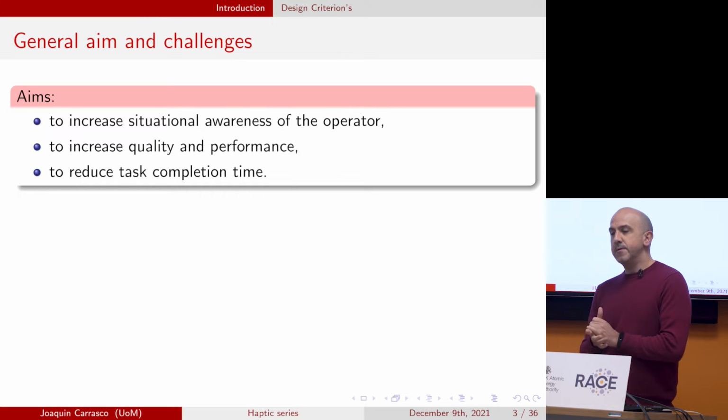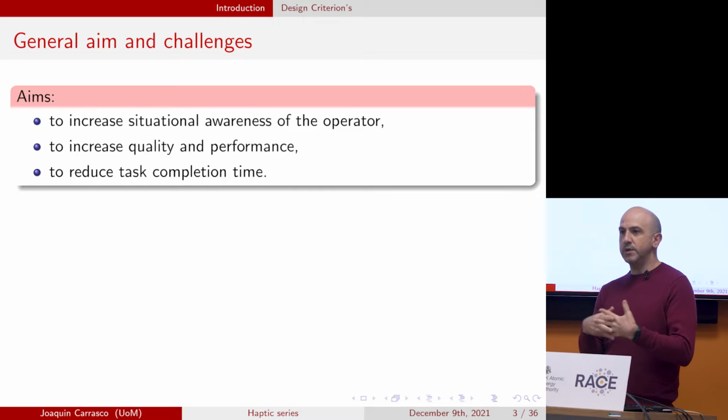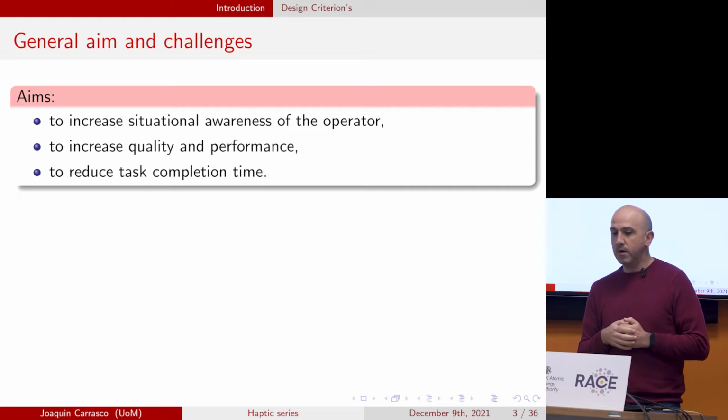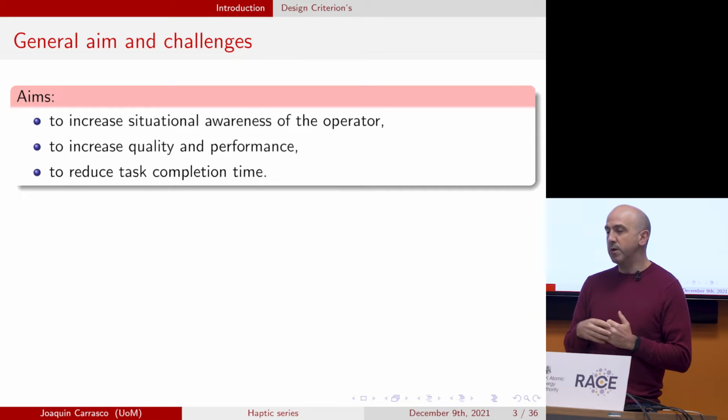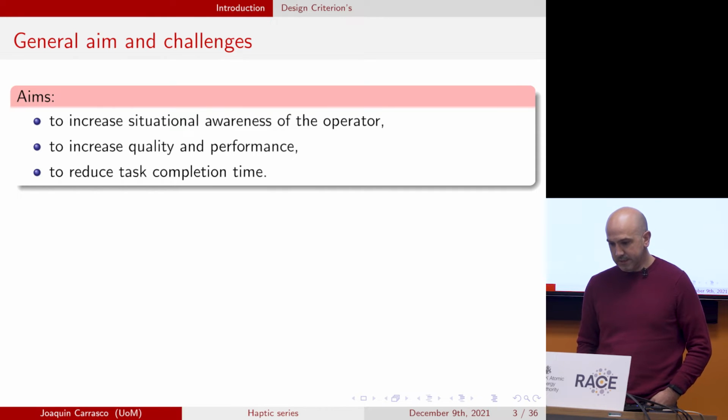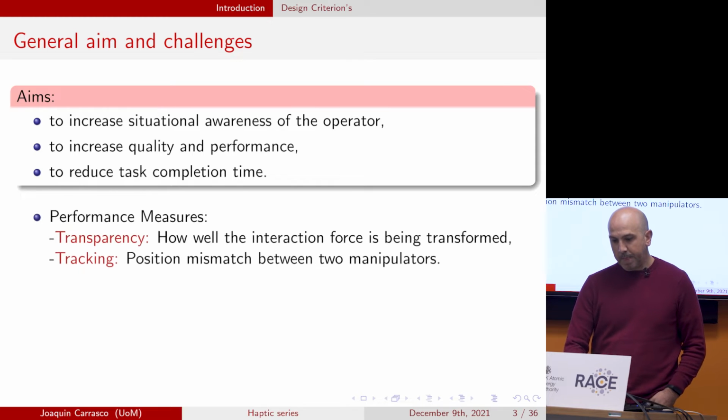So the aim of this classical type of bilateral teleoperation is to increase the awareness of the operator. We want to increase, evidently, the performance of the operator, and we want to reduce the completion time for each of the tasks that the operator is doing.